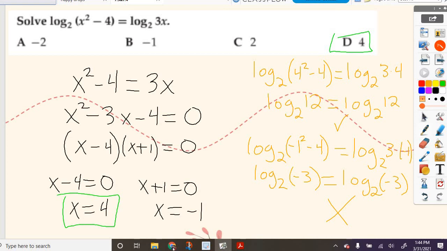Now let's say we had a problem where -1 was our only solution and it didn't end up working, then you would just say that there is no solution. Otherwise, you would just use the other solution like we did here.